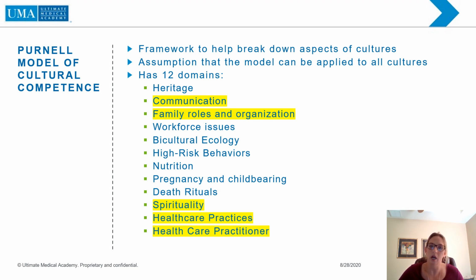So we're not going to talk about some of the other things and how it relates to patient care, but we're going to just really focus on the ones that are highlighted in yellow: communication, family roles, organization, spirituality, healthcare practices, and healthcare practitioners. Now, you might have some reasons, just like I've said before, is say I need to understand cultures for nutrition because I do specialize in feeding issues, children who don't like to eat and those types of things. So that cultural domain would be important for me.